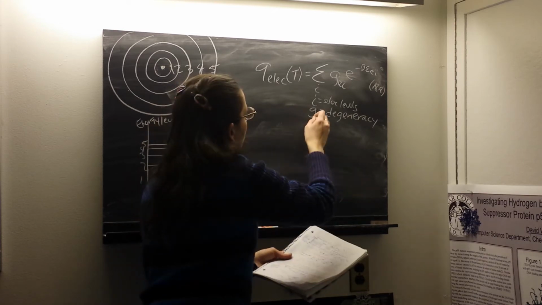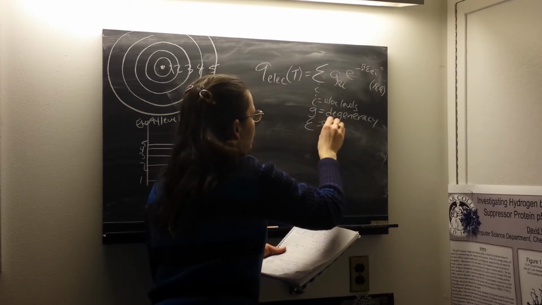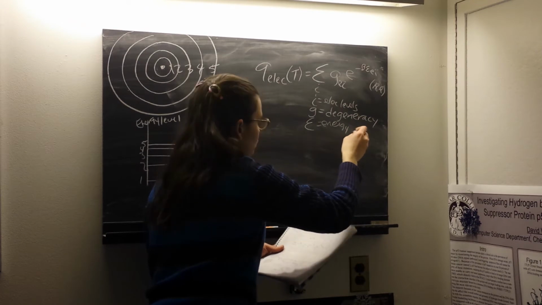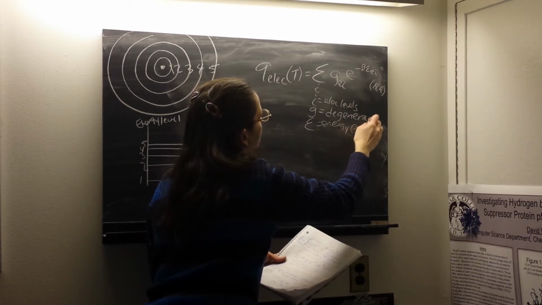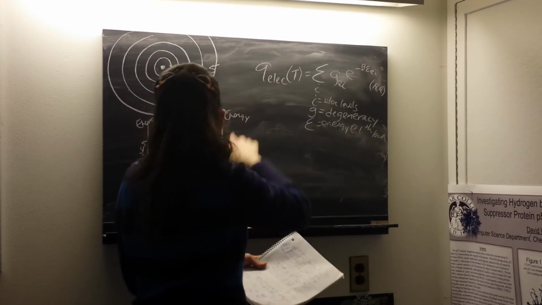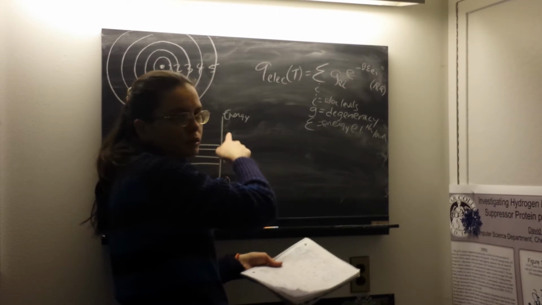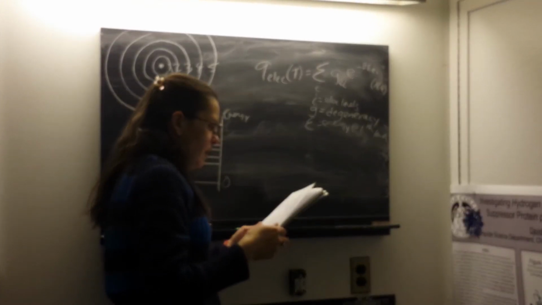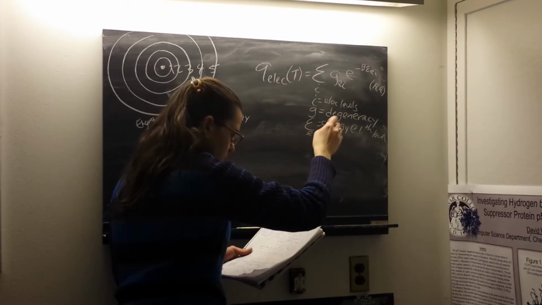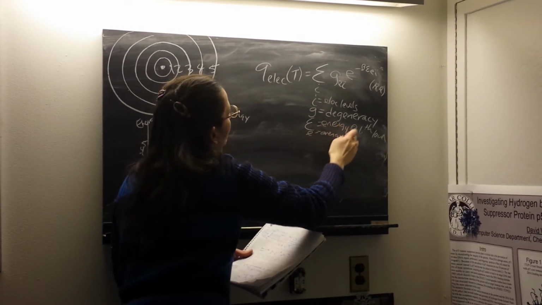And so this epsilon is going to be the energy at the ith electronic level. Right, so as we said, the energies are going to be different for each of the levels, and as we go out, they'll be increasing, but the rate at which they increase decreases. And so epsilon is the energy level.